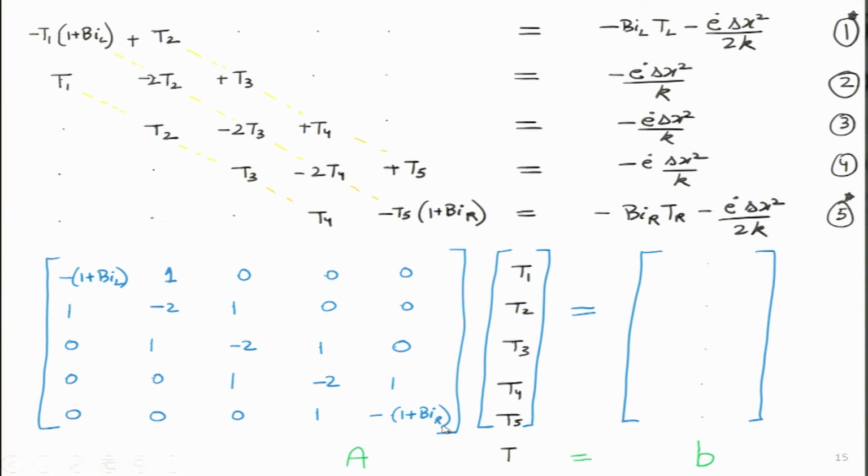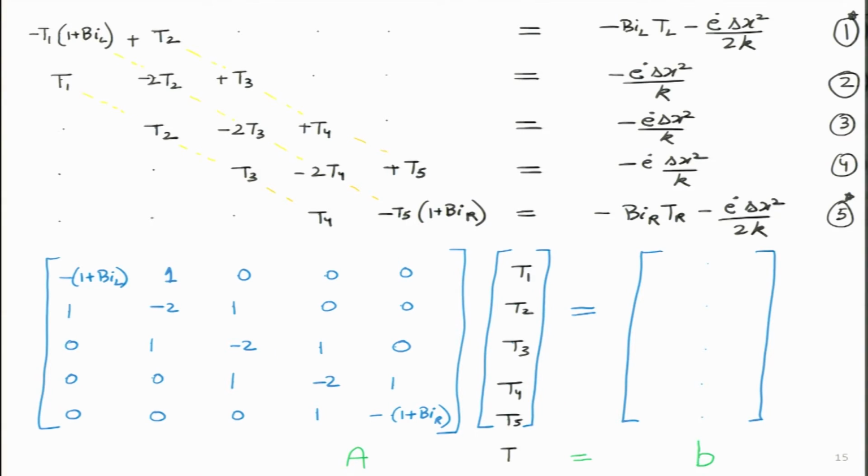If by chance any student is having confusion about how we convert these set of 5 linear equations into matrices, you do not need to worry, just go ahead and revise your mathematics a little bit. You will remember all these things. This is part of the syllabus that we usually cover at the school level. So, just revise it, and everything on the right hand side will come as it is. So, this will become minus B I L T L minus E dot delta x square by 2k.